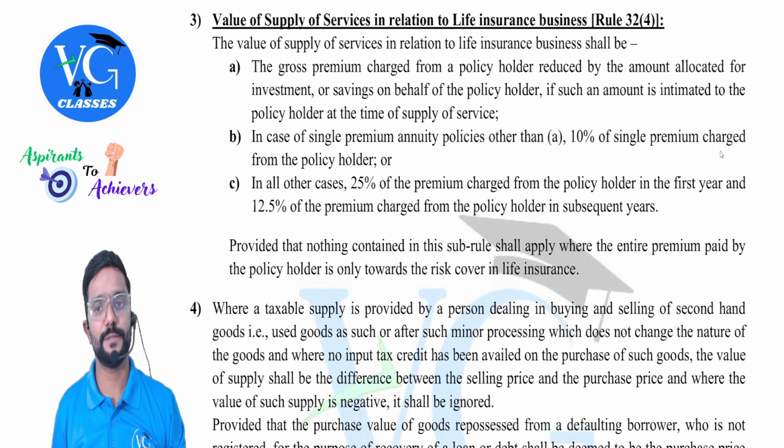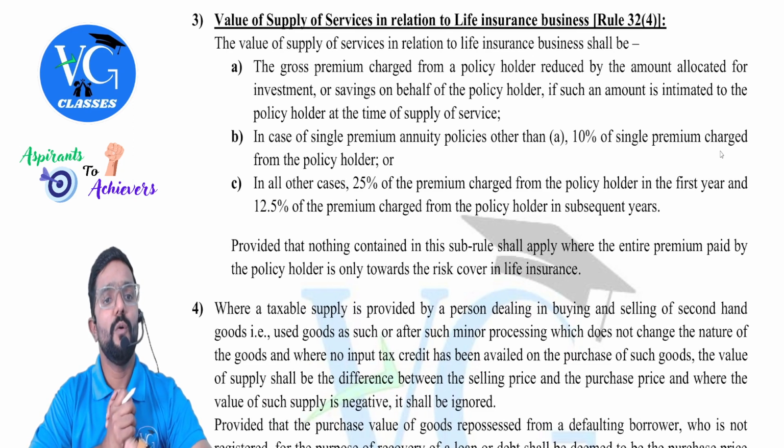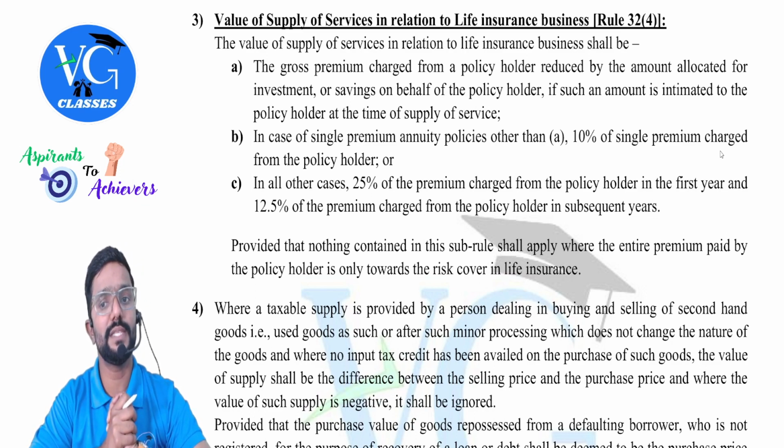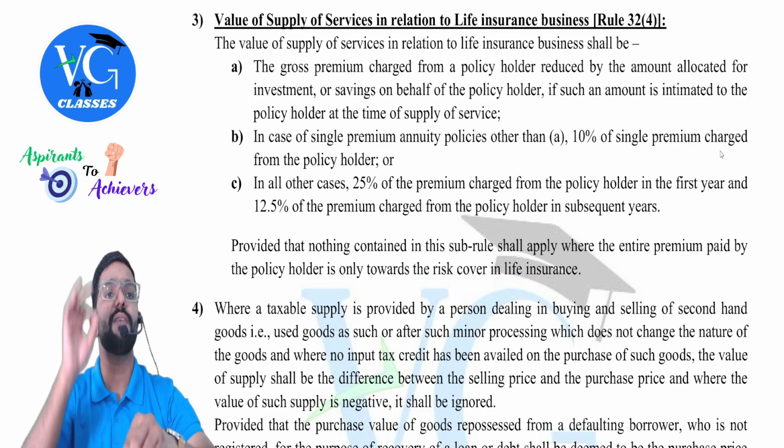Next, insurance business. Subrule 4. Value of supply of services in relation to life insurance business. The value of supply of services in relation to life insurance business shall be A: the gross premium charged from the policy holder, reduced by the amount allocated for the investment or savings on behalf of the policy holder, if such an amount is intimated to the policy holder at the time of supply of service. This is for life insurance, guys.